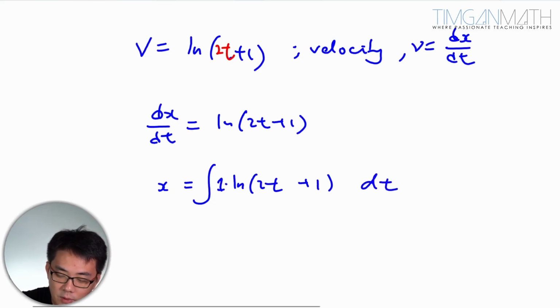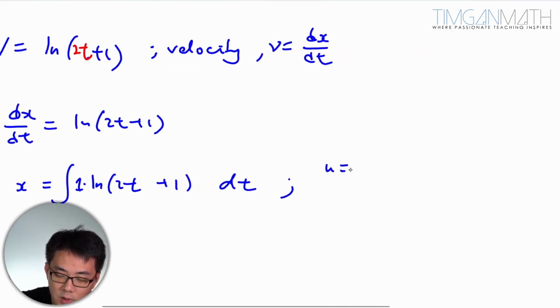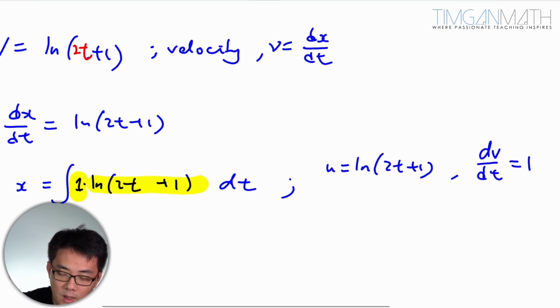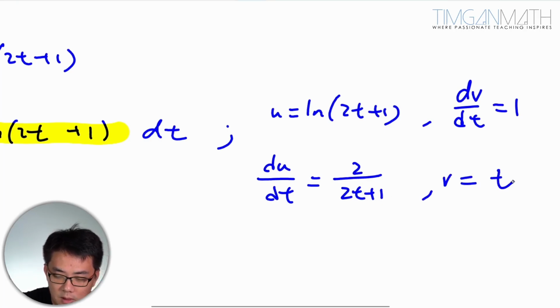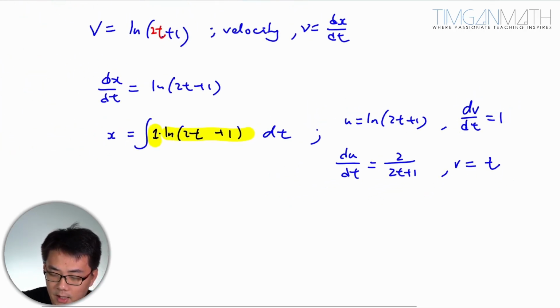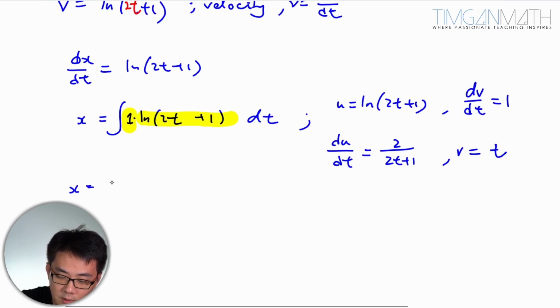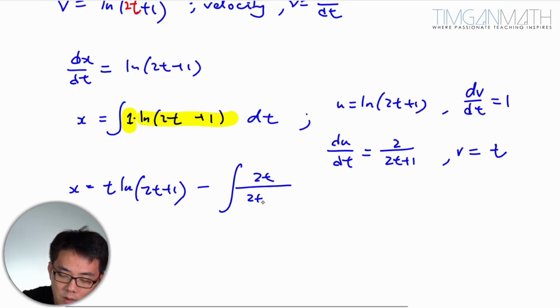This is by parts, we all know that. So by parts, using u as ln(2t + 1). Choose this as your u. This is your dv/dt, so dv/dt will just be 1. And du/dt will just be 2 over 2t + 1. v will just be t. There you go. So this is x equals t ln(2t + 1) minus the integral of 2t over 2t + 1 dt. So how to solve this?